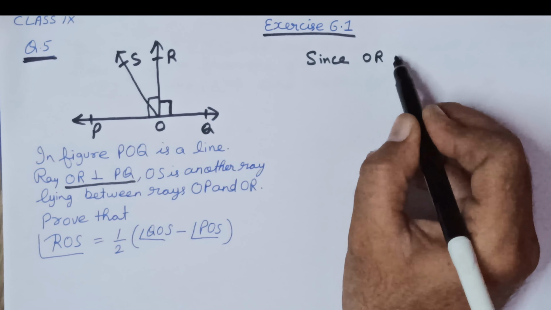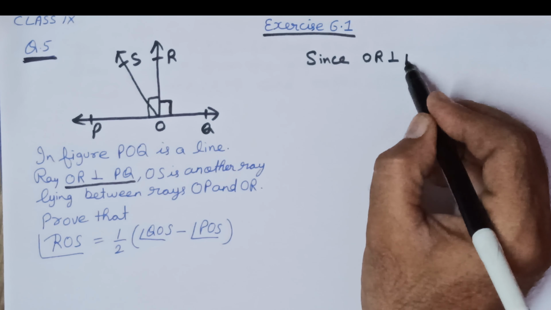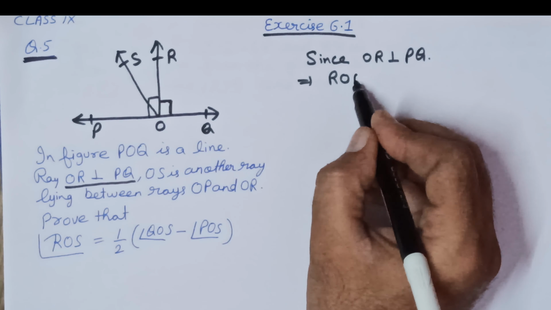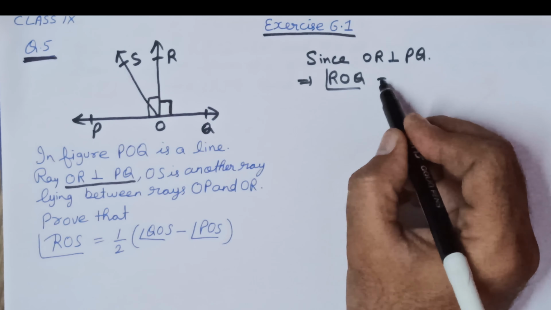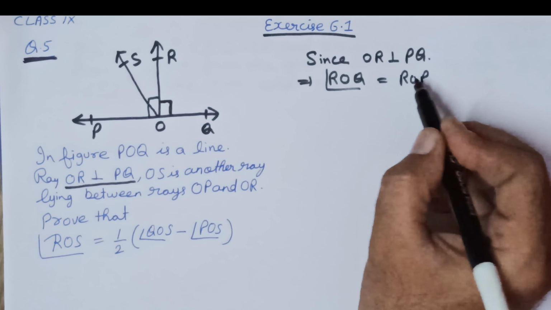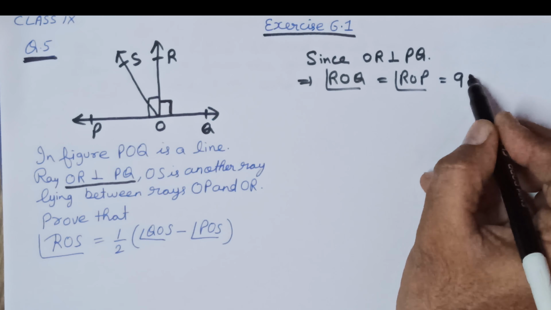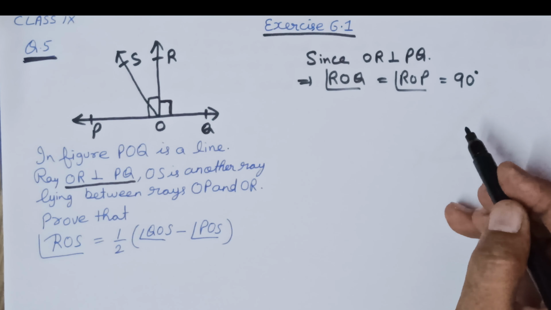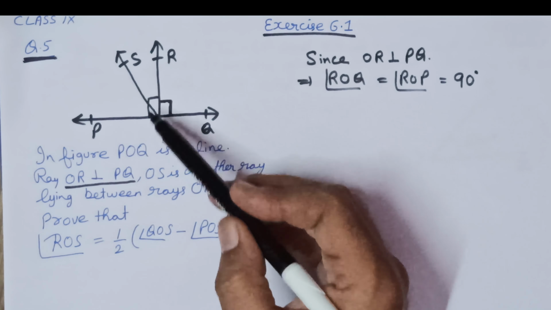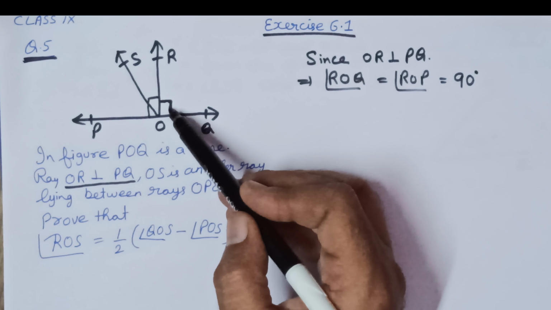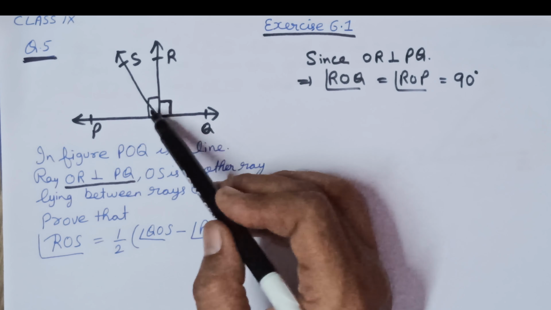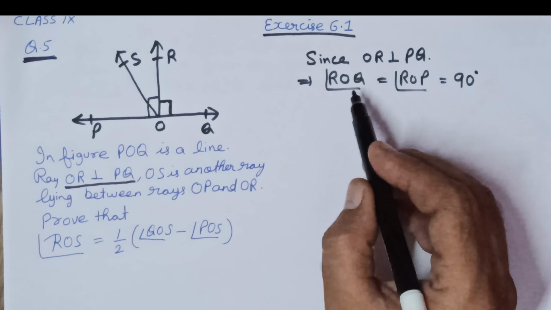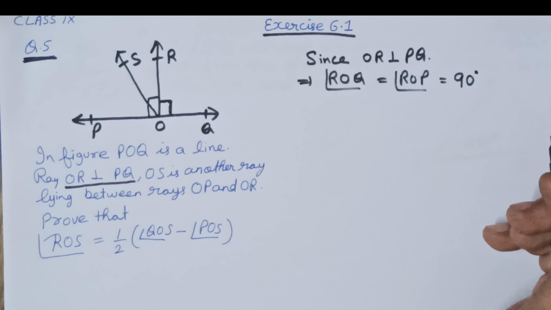OR is perpendicular to PQ, implies ROQ is equal to ROP is equal to 90 degree. Because if it is perpendicular, it will be perpendicular. Either one can be taken as 90 degree directly, whichever is usable. Now I am to use both, so I have written both 90 degree.